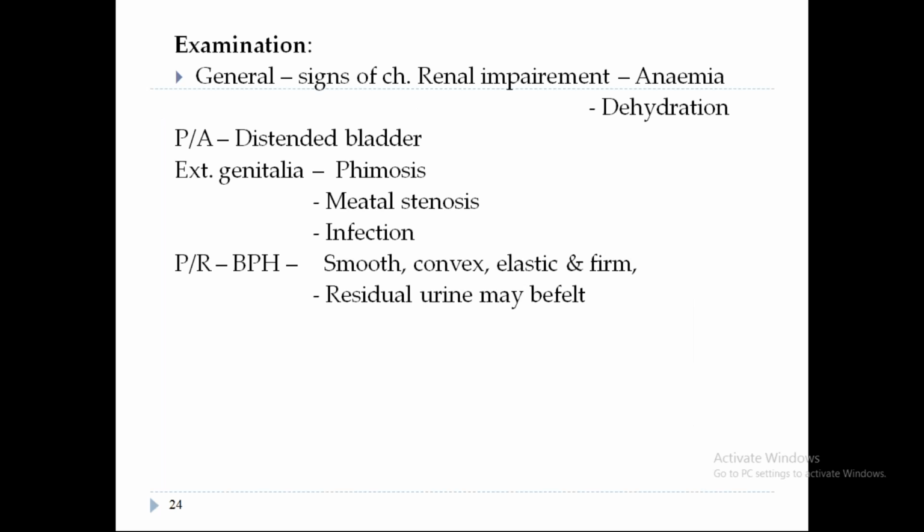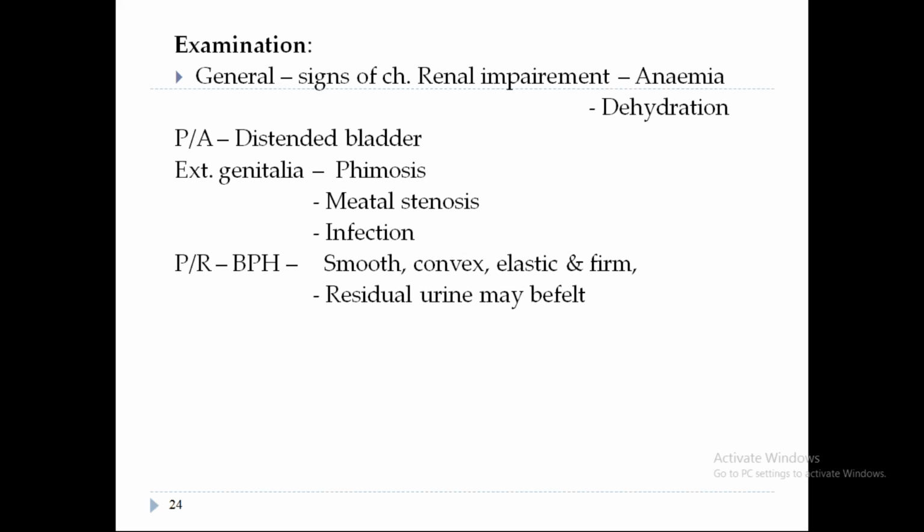So, examinations. If there is bladder outlet obstruction leading to chronic retention and chronic renal impairment, then there will be anemia and dehydration. For the abdomen, there will be a distended bladder. For external genitalia, you have to look for phimosis, meatal stenosis or any infection.